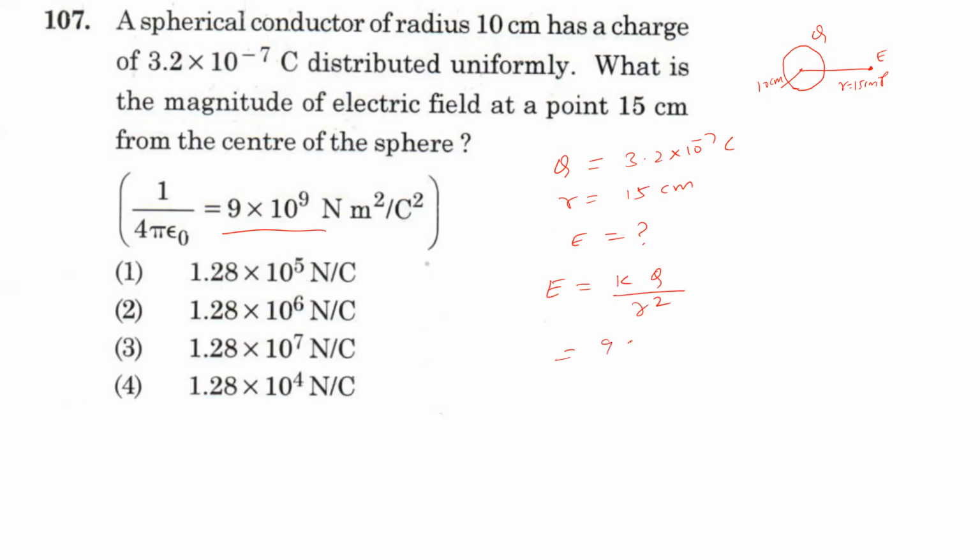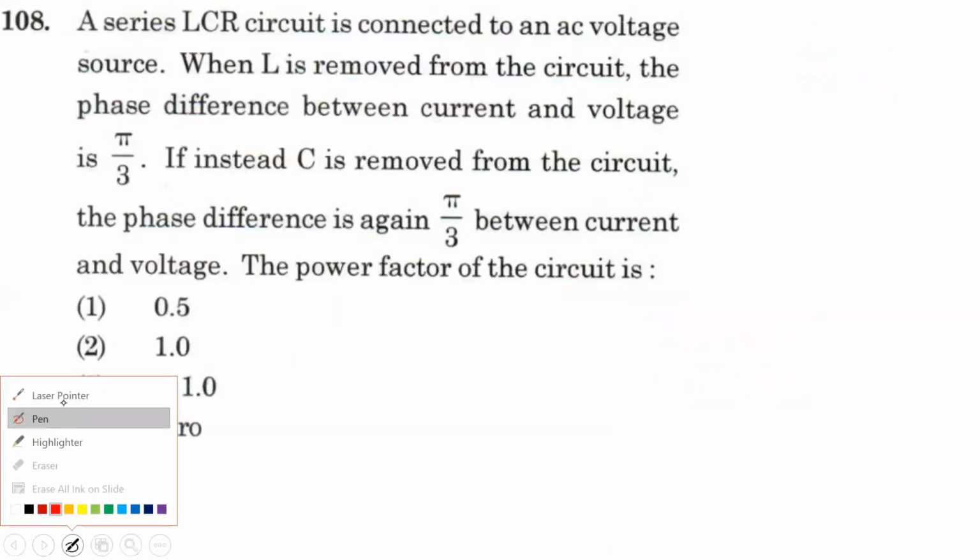Here k is 9 into 10 power 9, Q is given as 3.2 into 10 power minus 7, and R is 15 centimeters, so (15 into 10 power minus 2) whole square. By solving this, we will get the answer 1.28 into 10 power 5 Newton per Coulomb. So for the 107th question, the first option is correct. Next we are going to discuss the 108th question.